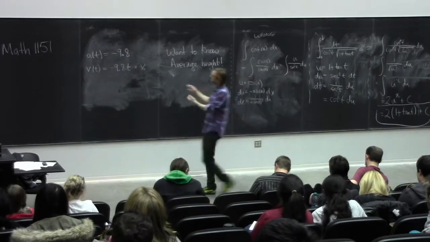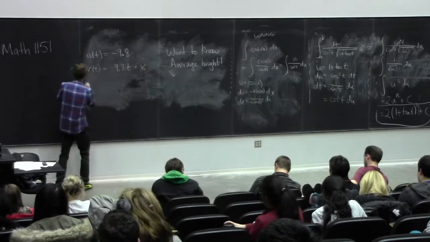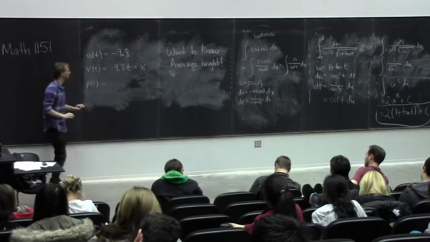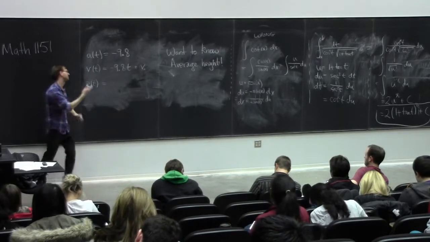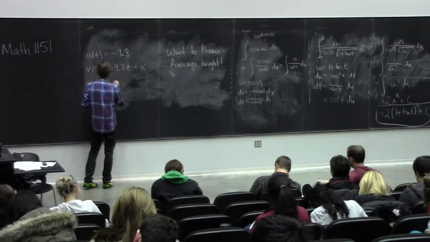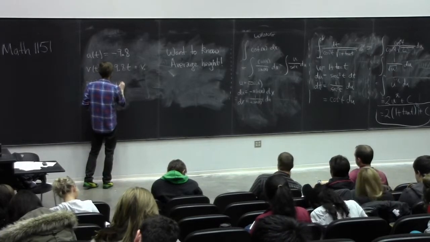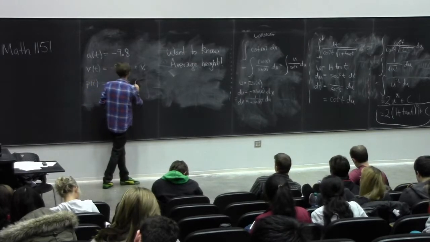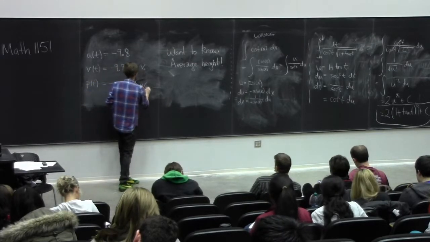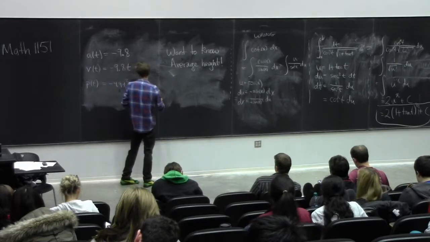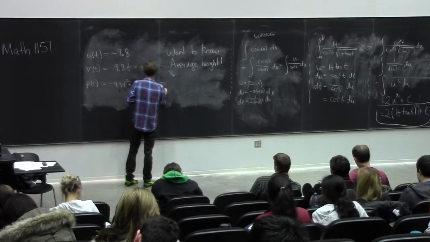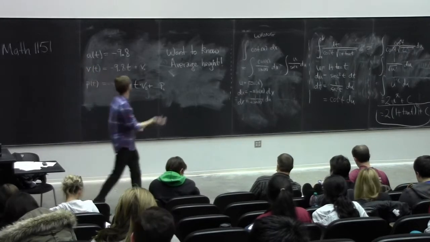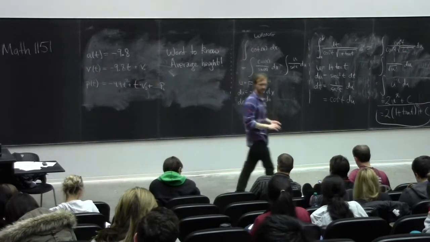Okay, so here's the initial velocity. What's the position? How do we find the position of t? Take the antiderivative again, and this is minus 4.9 t squared plus t times v naught plus, and I'll put p naught here. What's p naught represent? The initial height, right?